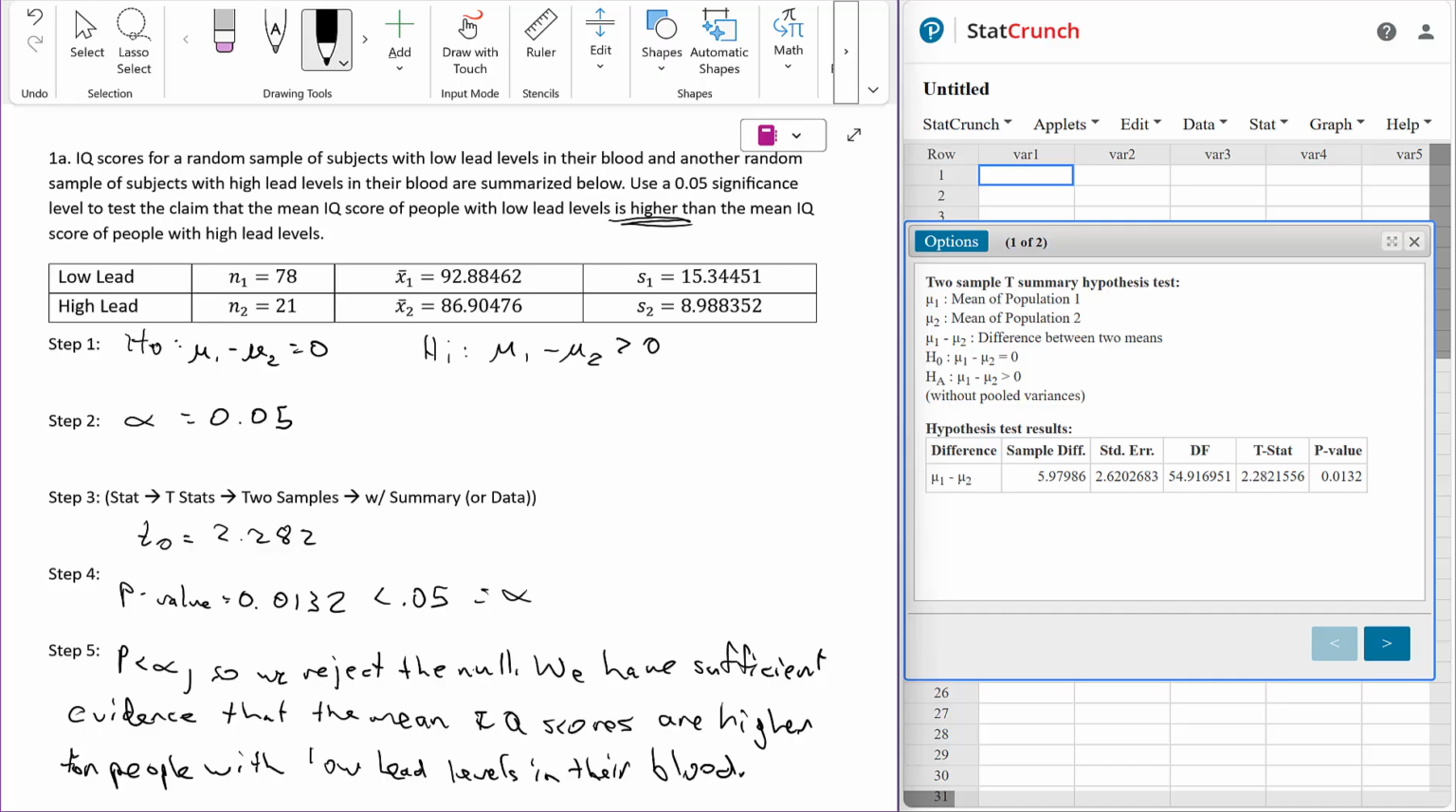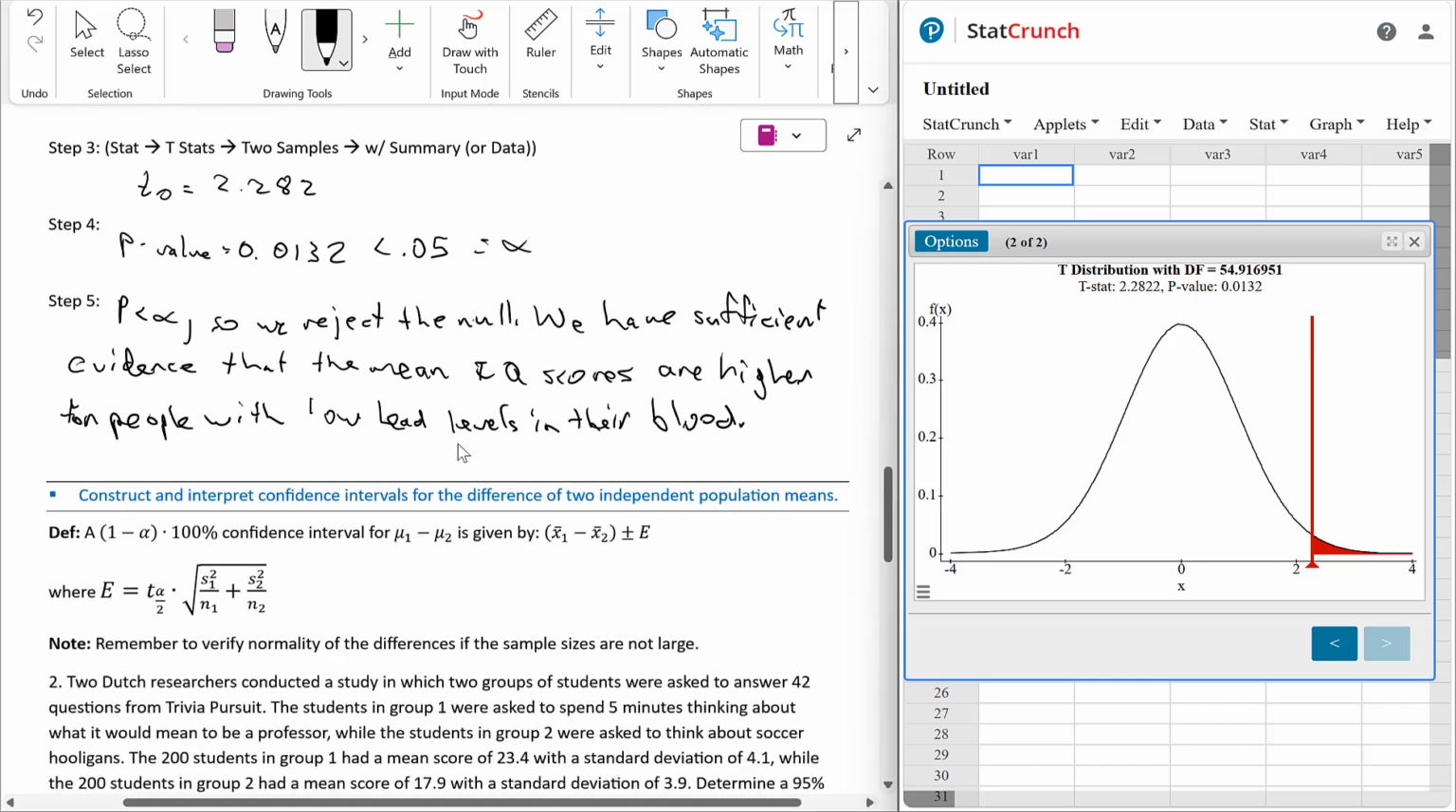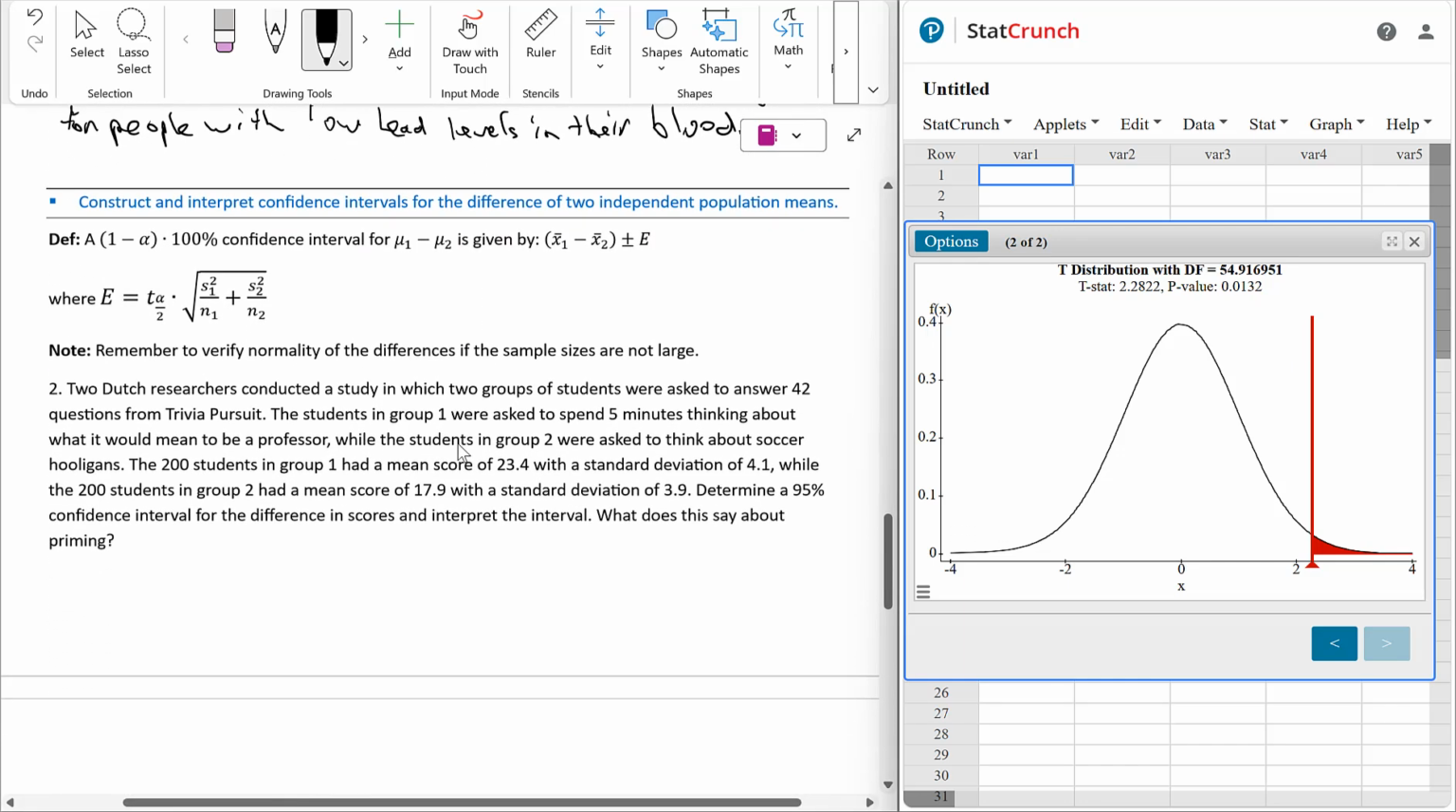All right, and we can see on that p-value plot, we are more than 2 standard deviations above the mean. We're up in that upper tail with a p-value that's pretty small, the 0.0132. So we have good evidence.